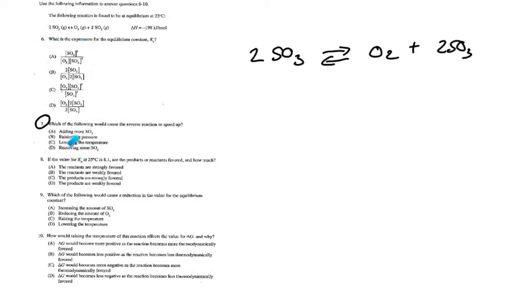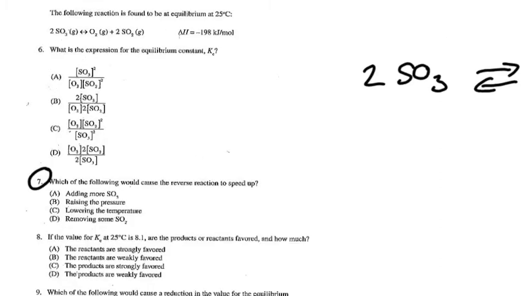So let's see, adding more SO3. Well, first of all, you notice they're all gases, so I don't have to worry about if I were adding a solid, it would have no impact. But adding more SO, I believe that that's a 3. Let's stop and blow it up a little bit and see. Yeah, it looks like a 3 to me. So adding more SO3 would shift the reaction to the right. That's not what we want.